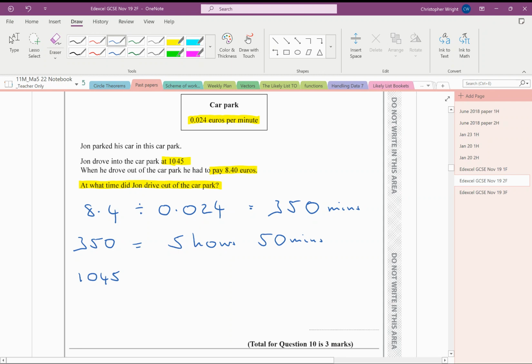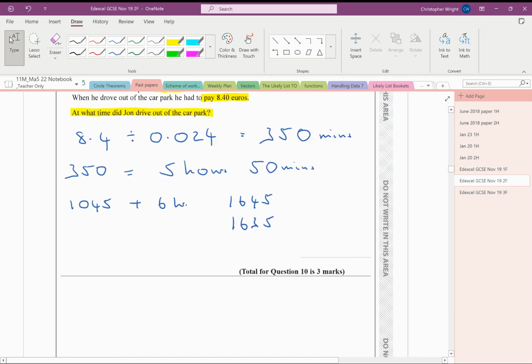So if he stayed for 6 hours, then that would be 16:45. Just add on 6 hours. But he actually stayed for 10 minutes less than that, didn't he? So his leaving time must have been 16:35. So he must have left the car park at 16:35.